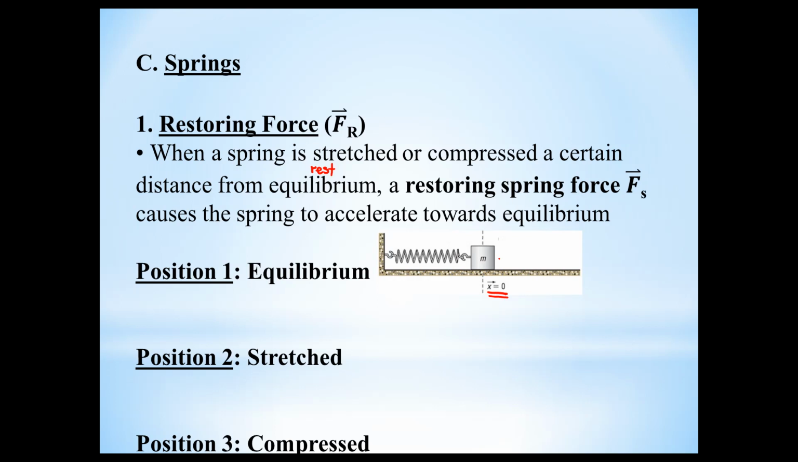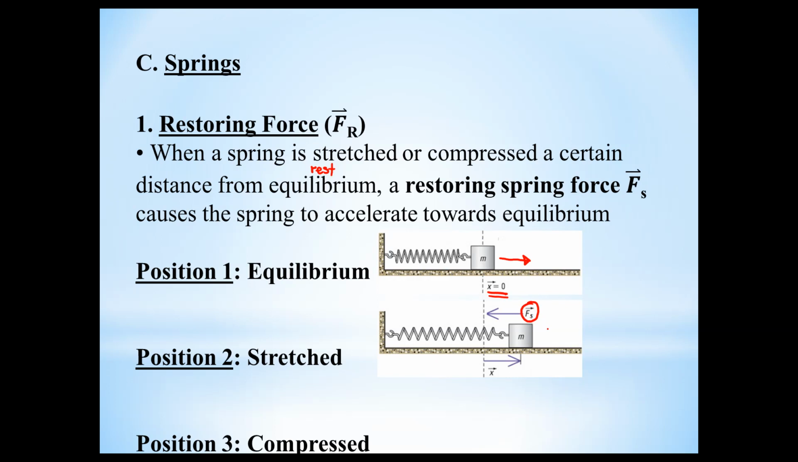Let's say now that I take this mass and I pull it over towards the right. If I do that, now the spring is stretched. So I've displaced the object over towards the right. And now, when you do this, the spring always wants to go back to its unstretched position. Therefore, you'd have this restoring spring force that is always pointing towards equilibrium.